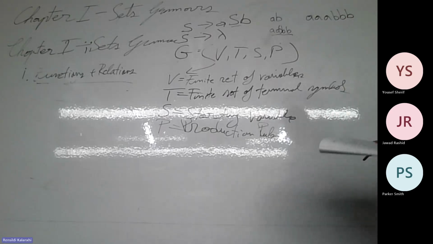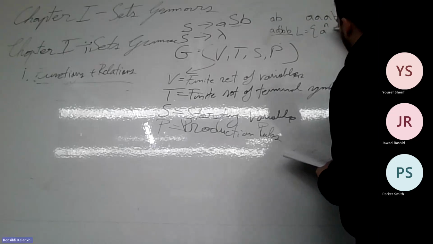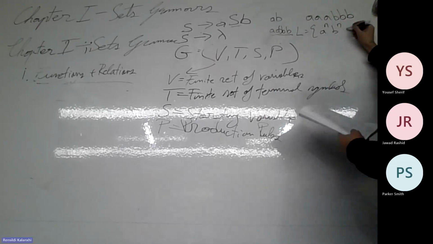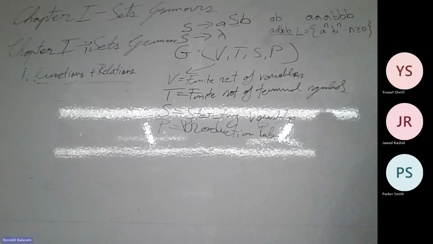And the language for that is a^n b^n, where n is greater than or equal to 0. So you can include as many variables as you want there, and then you end it with lambda eventually. That's how grammar works. It will be helpful for building the machines later, or understanding how to do that.